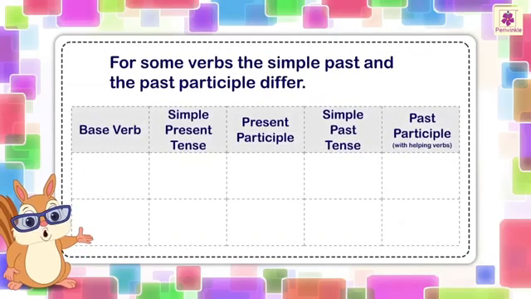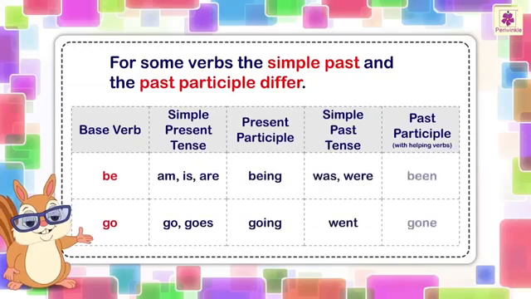For some verbs, the simple past and the past participle differ. For example, for the words be and go, they are was, were and been for the verb be. For the word go, they are went and gone.